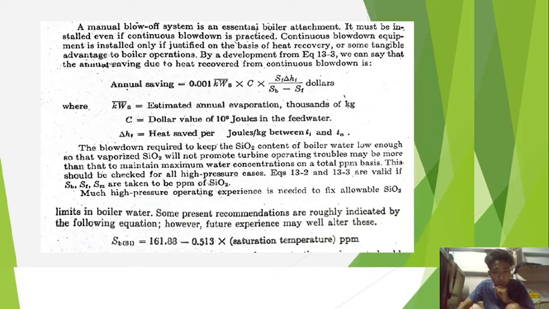Some recommended values are roughly indicated with the following equation. However, future experience may well alter this. So SB equals 161.88 minus 0.5513 times saturated temperature in ppm.